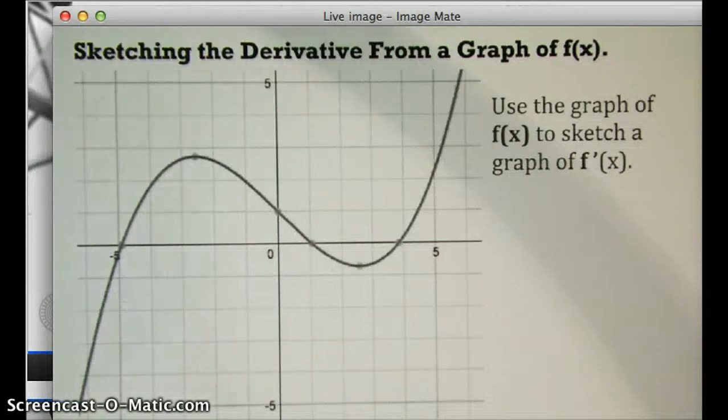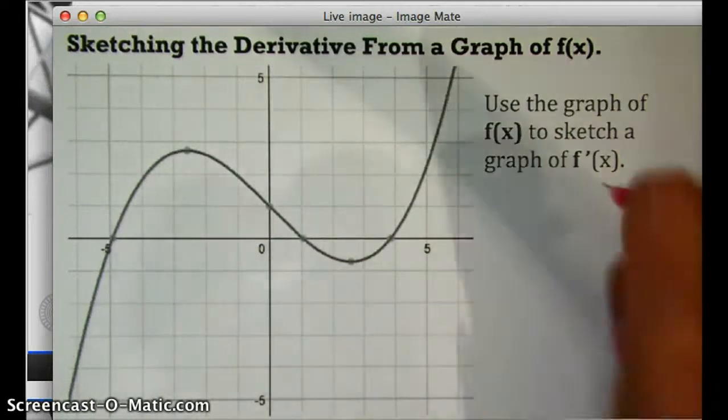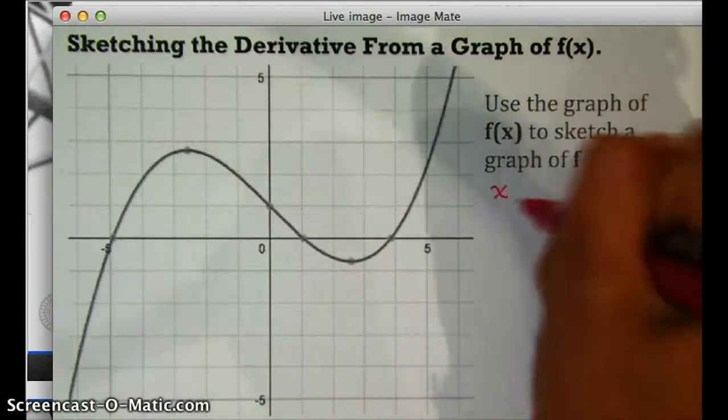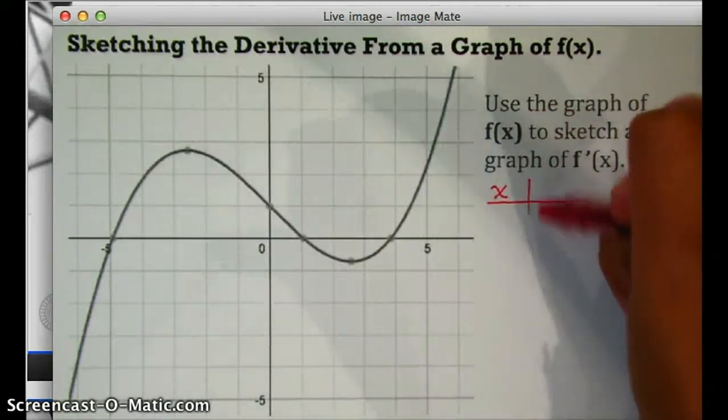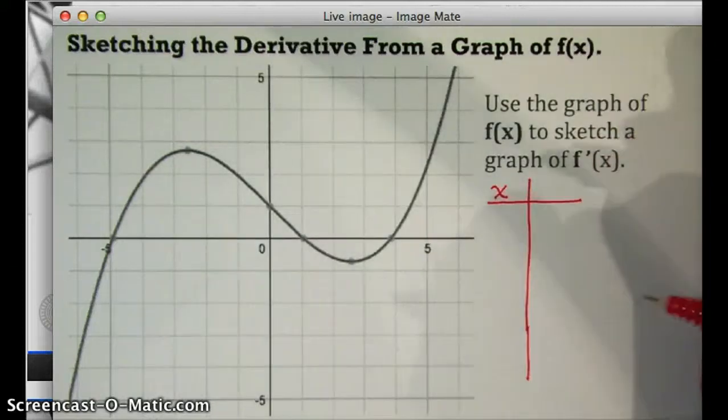The instructions here are to use the graph of the original function, which is what we're looking at, to try and sketch a graph of the derivative function, and we're going to sketch that graph right on the same set of axes. Now, just because they're on the same set of axes doesn't mean they mean the same thing. Remember, the output of the derivative function is really the slope. So my strategy is going to be to set up a function table and then to kind of use those points to guide the shape that I end up drawing.